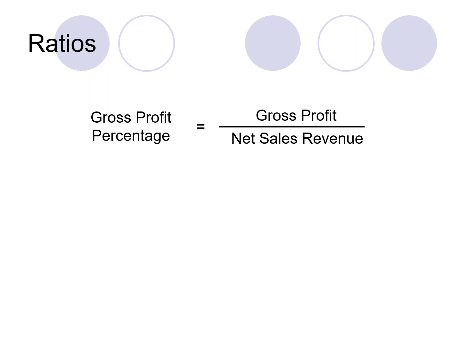It is a type of profitability ratio, and if the company wants to see its operating efficiency or profitability, this ratio is quite helpful.